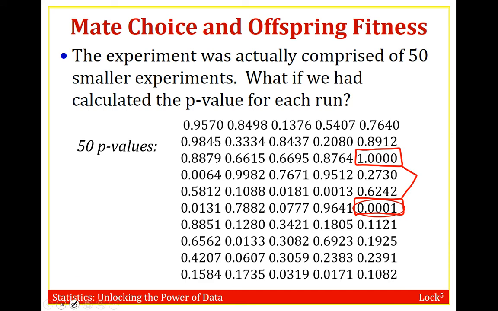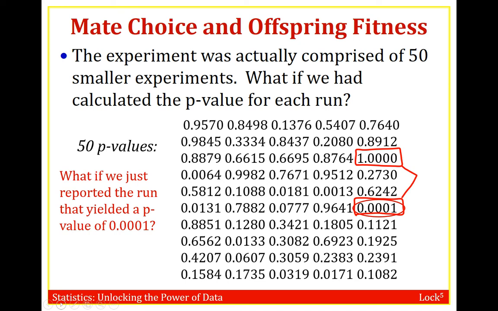Here's a question somewhere. There we go. What if we just reported the p-value of 0.0001? The question is, is that ethical? Well, if we look at the other data, for instance, 0.95, 0.98, 0.99, 0.88, these things are extremely far away from 0.01. There are not many values here that are less than 0.05. I can only find a couple, maybe 2 or 3. So would that be ethical? Absolutely, positively not.